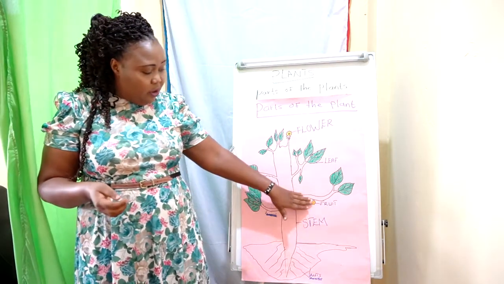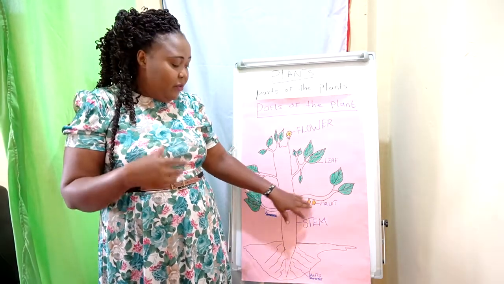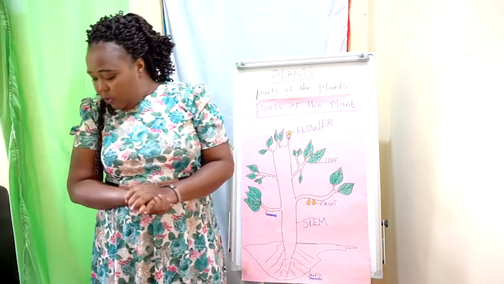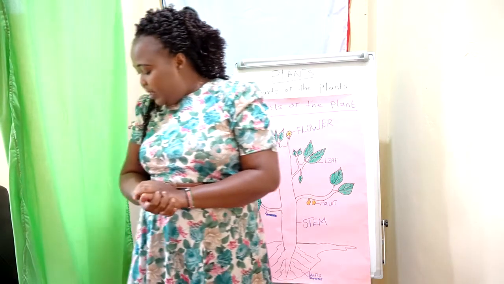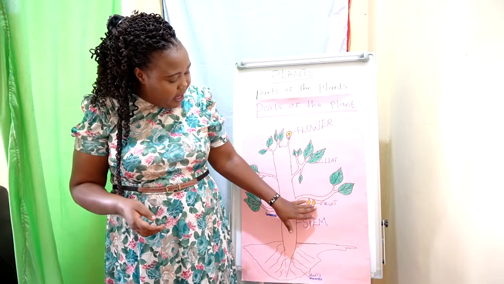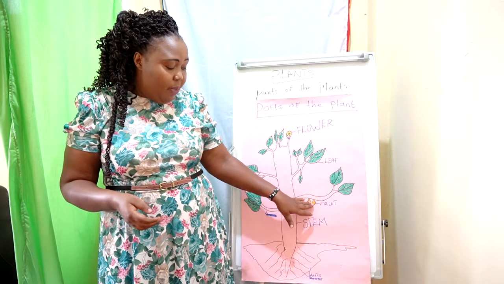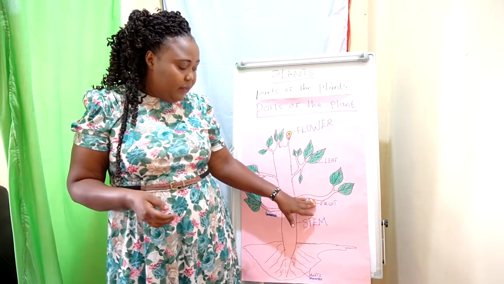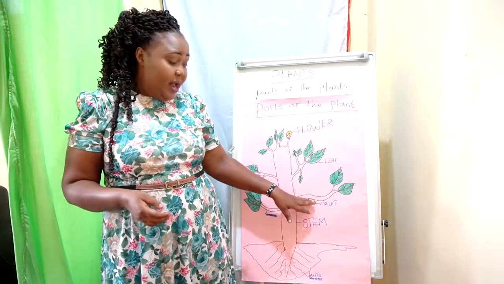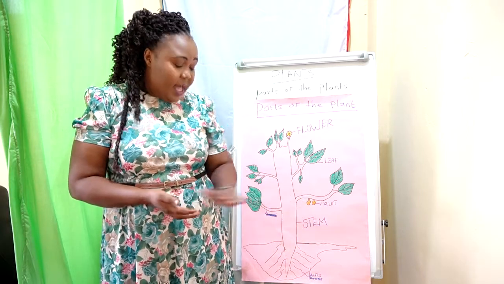So that's all about the fruit. I've said fruits have different sizes, different tastes, and different shapes also. So I think we are done with the fruits. Some plants, like a mango plant, you find that the fruits, when they are unripe, have a sour taste. But when they are ripe, they are sweet.